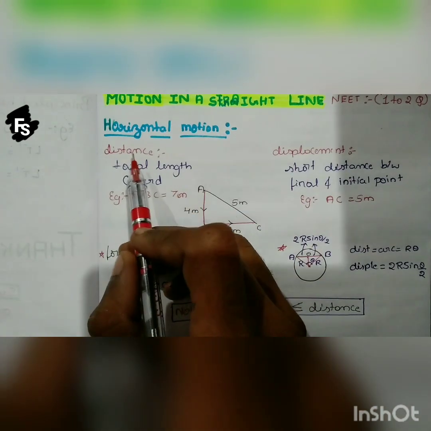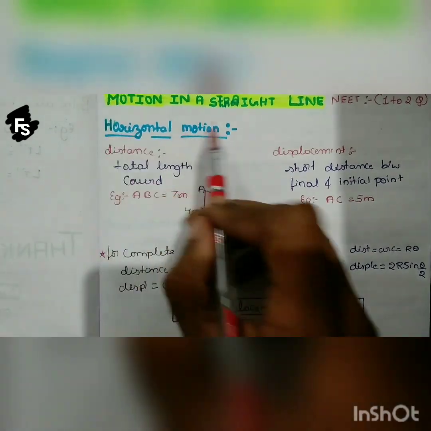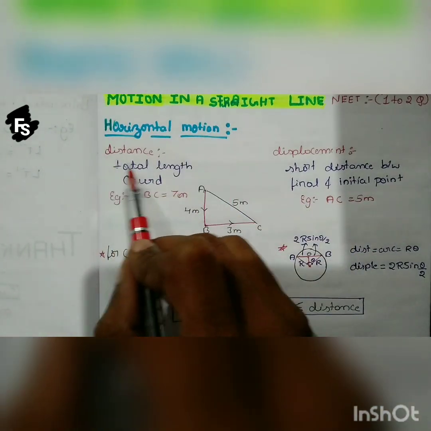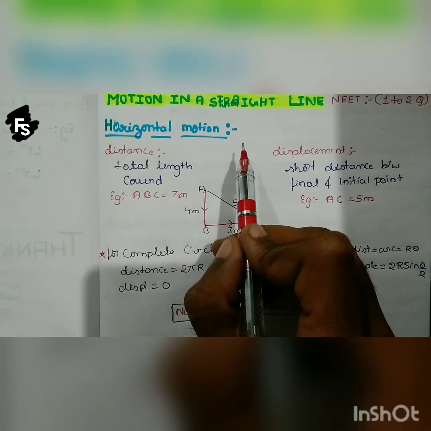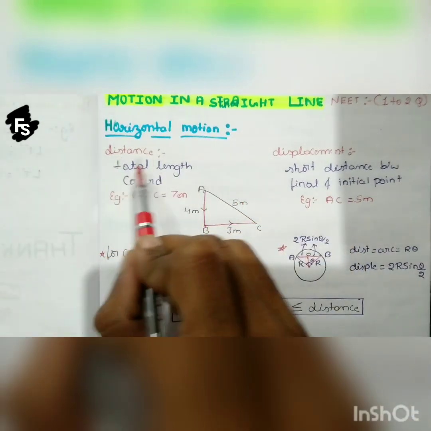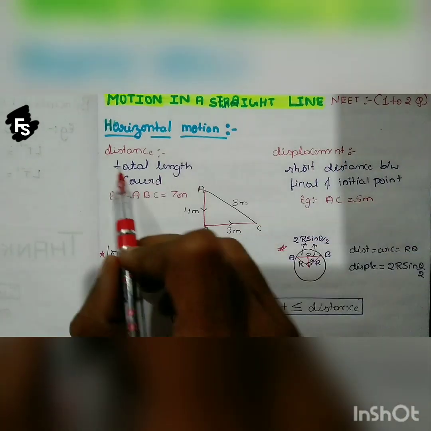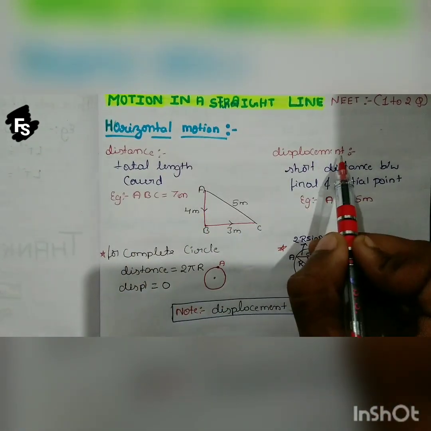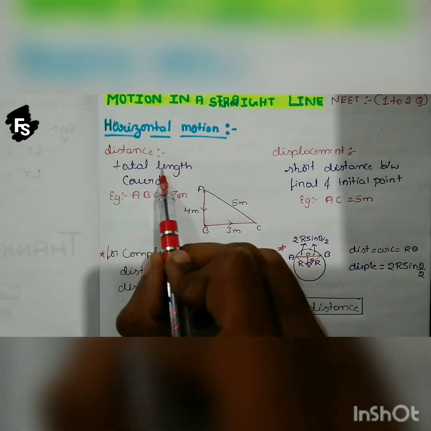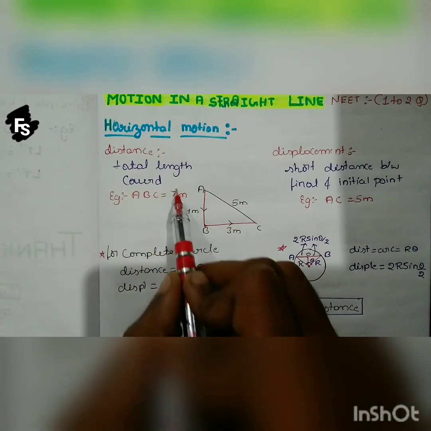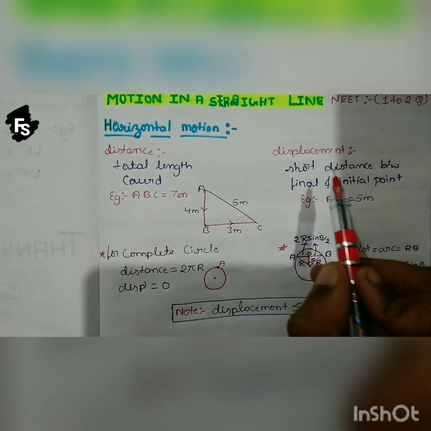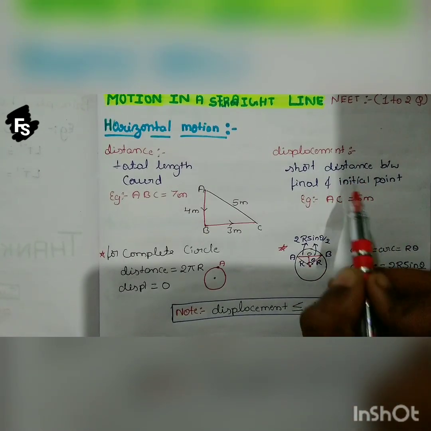Before starting this chapter, motion in a straight line, we have to know two basic things about motion in a straight line, that are distance and displacement. What is distance and what is displacement? Distance means total length covered by the object, and displacement means shortest distance between final and the initial point.